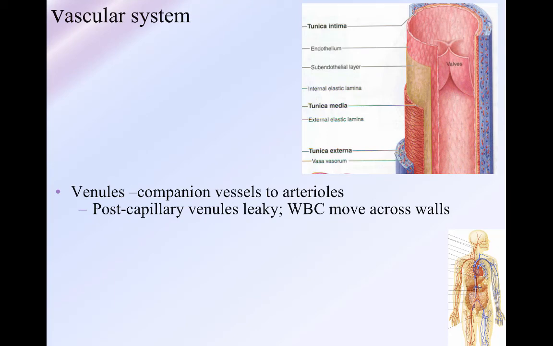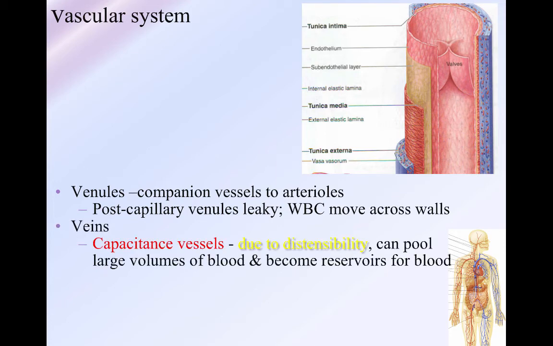And again, the venules are companion vessels to arterioles. And the post-capillary venule is actually leaky, and this is where those white blood cells can move across the wall and get out into the connective tissue that might be infected. And again, you know that eosinophils will get out here, neutrophils get out here and become phagocytic, monocytes move out here and turn into macrophages. And then we move into the veins, which are known as capacitance vessels. They're known as capacitance vessels because they're very distensible. They can open up and hold a large volume of blood.